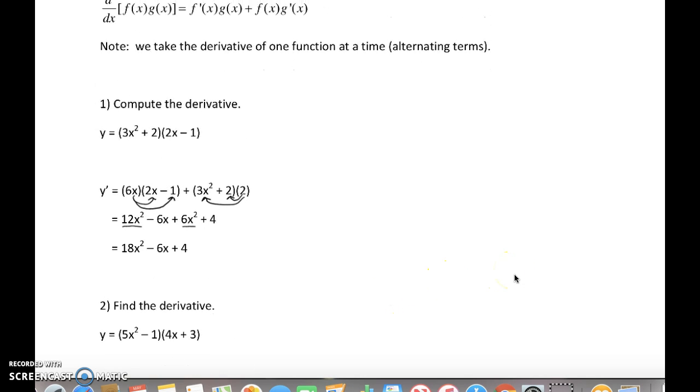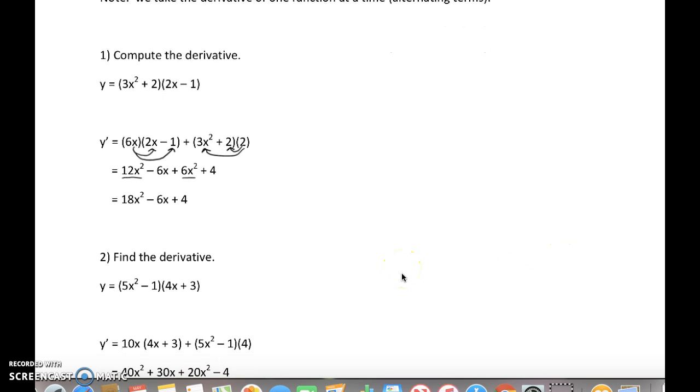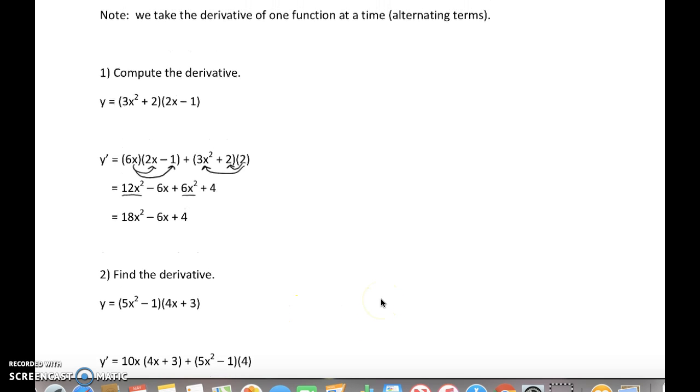All right. And so again, if we want to find the derivative of a function where it's two polynomials or binomials being multiplied by each other. So we have 5x squared minus 1 multiplied by 4x plus 3. And we're going to go ahead and take the derivative. Now, we're always going to consider our first term being our f of x. We're always going to consider our second term being our g of x.